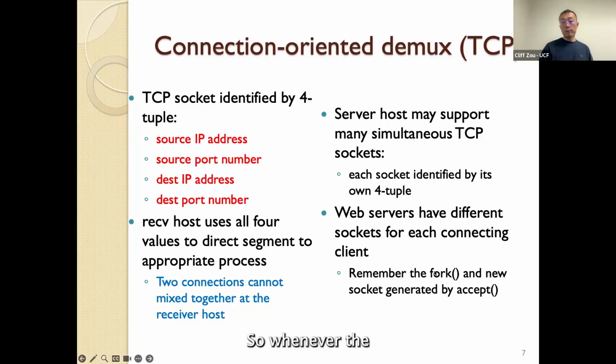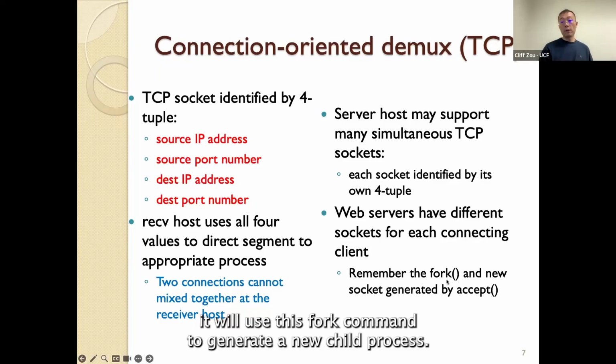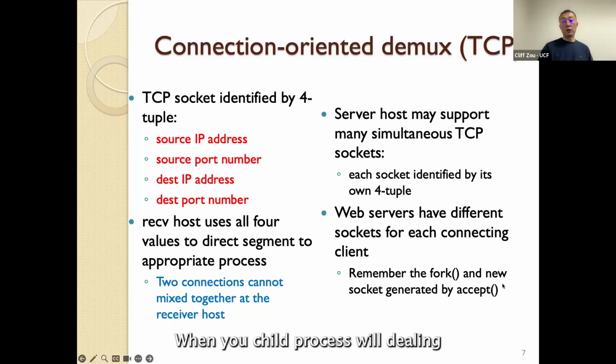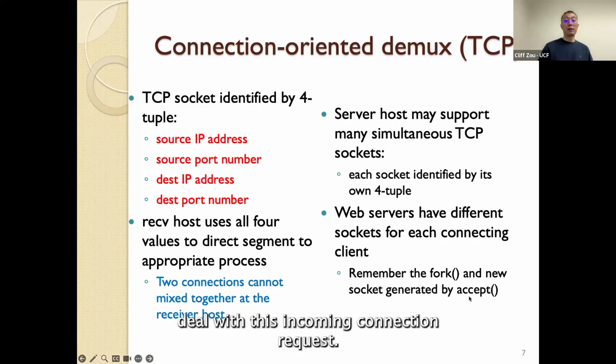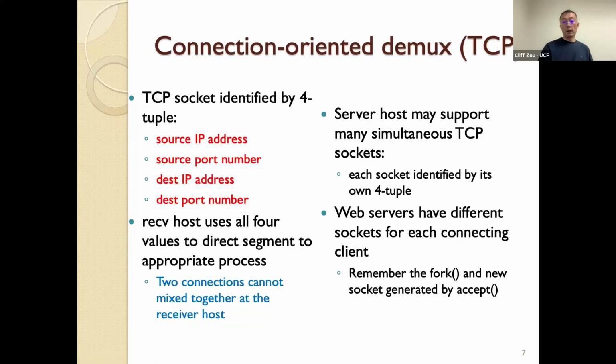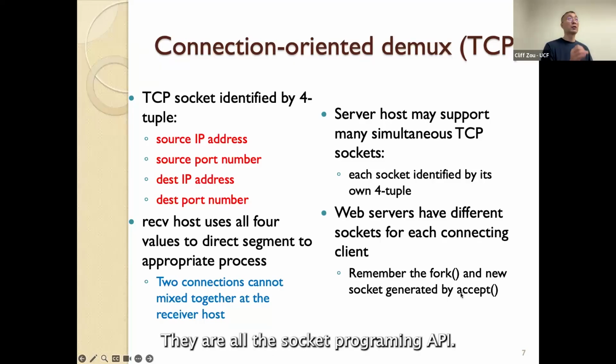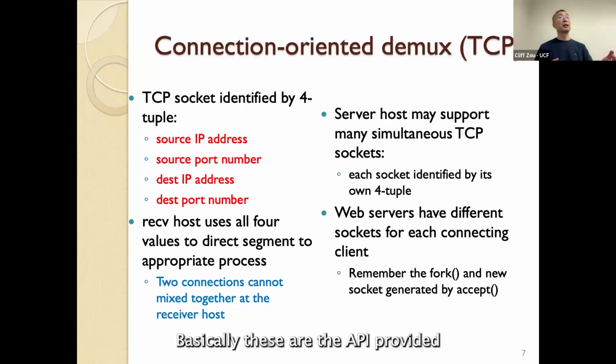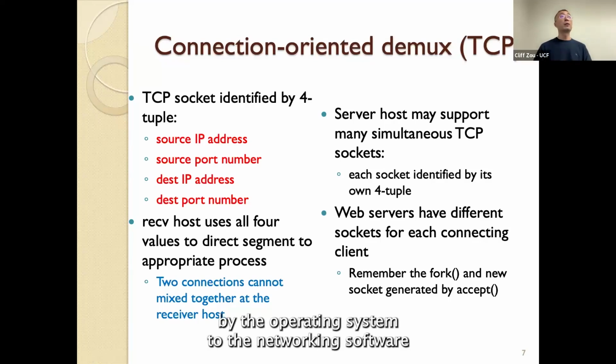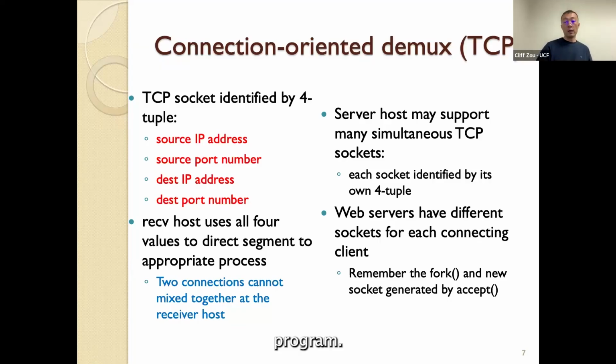Whenever the parent process receives a connection, it will use the fork command to generate a new child process. The new child process will deal with this incoming connection request. This fork command and the accept command are all socket programming APIs. Basically, these are the APIs provided by the operating system to networking software programming.